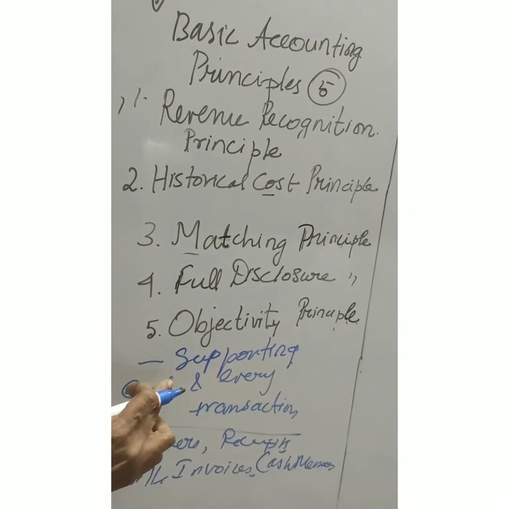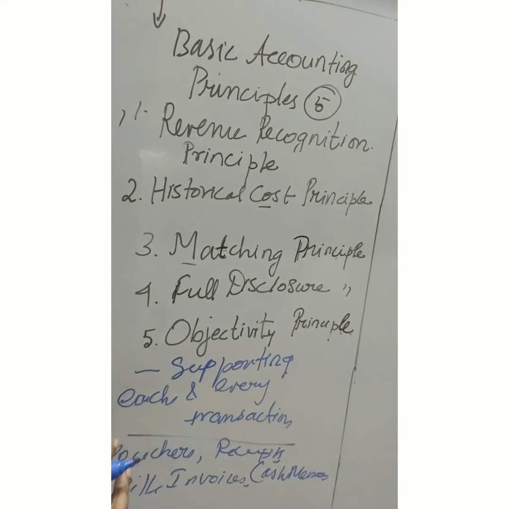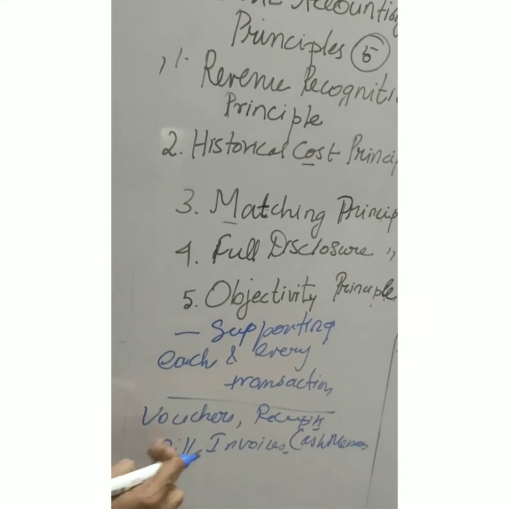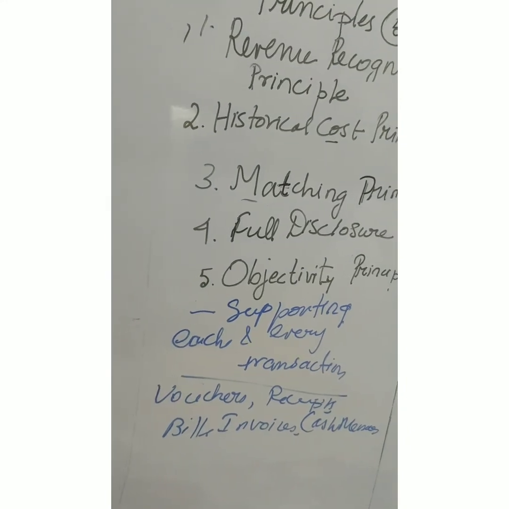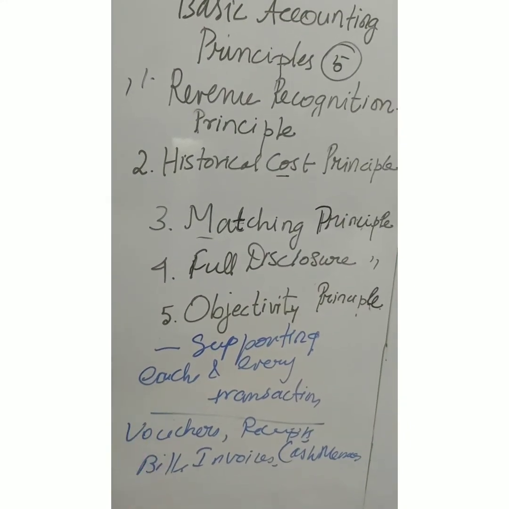Objectivity principle: each and every transaction should be supported by documentary evidence such as vouchers, receipts, bills, invoices, and cash memos. After this, we'll go to the next topic in the next video.